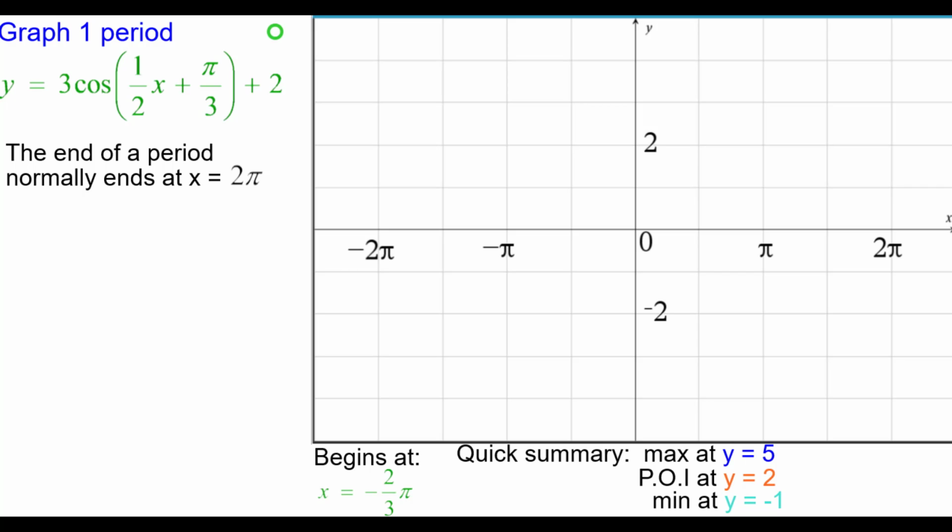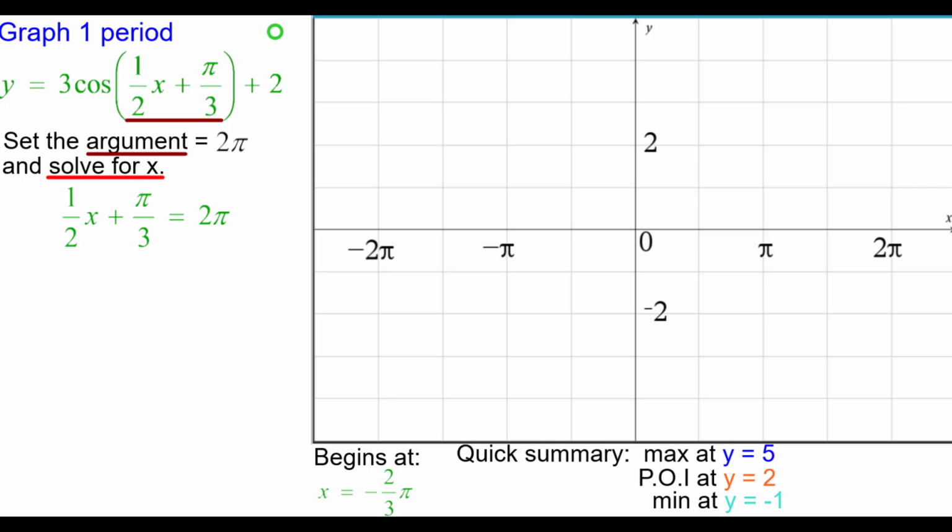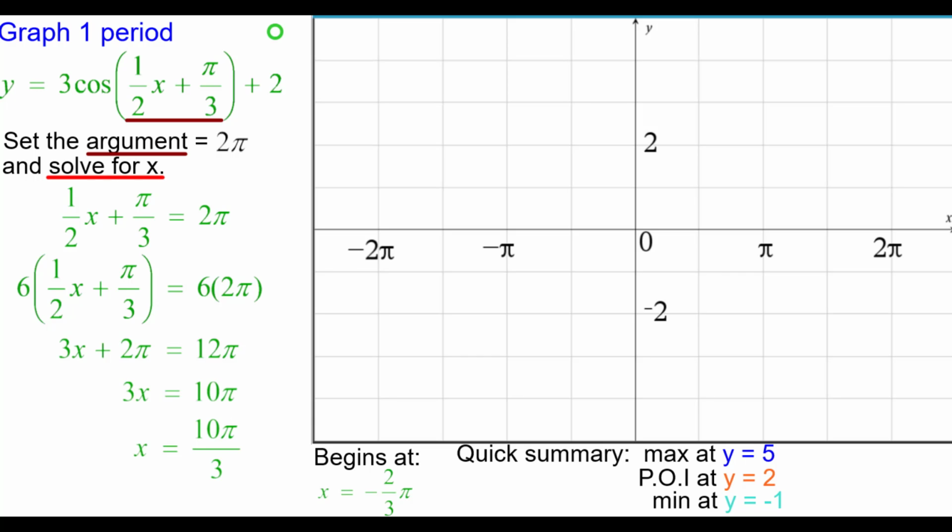The end of the period normally ends when the argument is equal to 2 pi, so we're going to set that entire argument equal to 2 pi and solve for x. Pause to do so. So I'm going to multiply each side by 6 again. And I'm going to end up with 3x plus 2 pi equals 12 pi. Subtract 2 pi from each side and divide both sides by 3. And so the end of one period is going to be at 10 pi over 3.